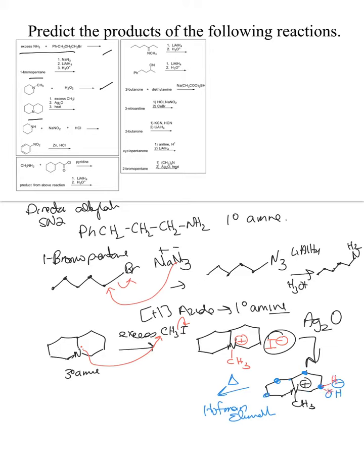Okay, so the next reaction is the nitrobenzene, zinc, and HCl. We've talked about that in previous chapters. That will reduce your nitro group to the amine. In this case, that's an aniline.